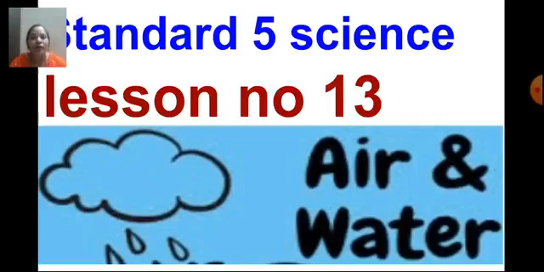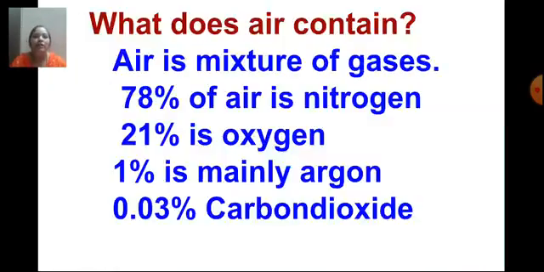Now children, today we are going to discuss some more topics from this lesson. What does the air contain? As we know, air is a mixture of various gases, that is nitrogen, oxygen, carbon dioxide, argon, etc. Now, let us see the percentage of the gases in the air. 78% of air is nitrogen, 21% is oxygen, 1% is mainly argon and 0.03% is carbon dioxide.